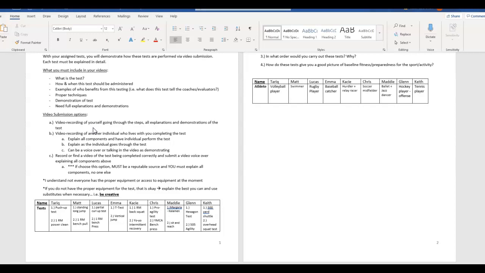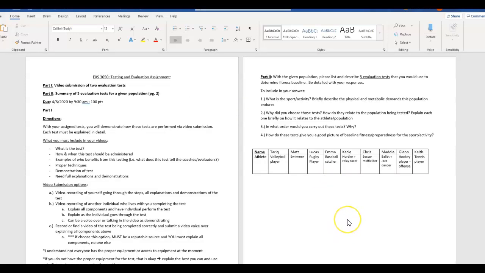Right? So for example, if you're doing an agility test and normally they have cones set up or something, let's say you don't have cones at home, that's fine. Use a rock, use something, to mark the area. As long as you're explaining the test correctly and doing the best you can to demonstrate it, I'm okay with that. Okay, now part 2.